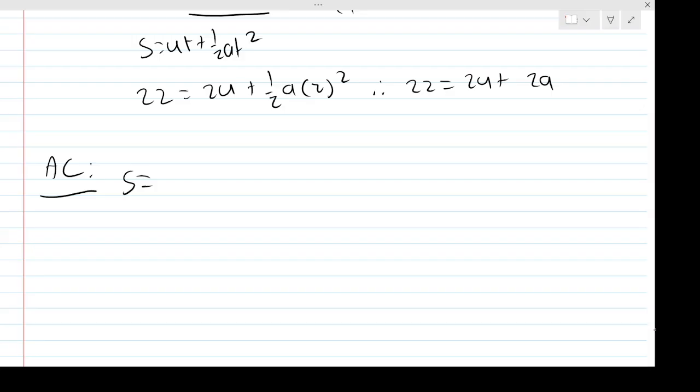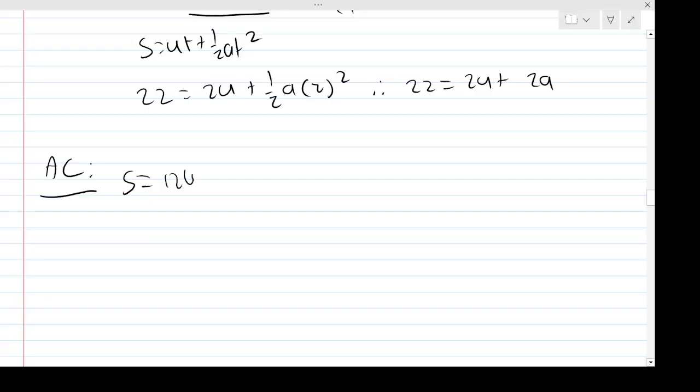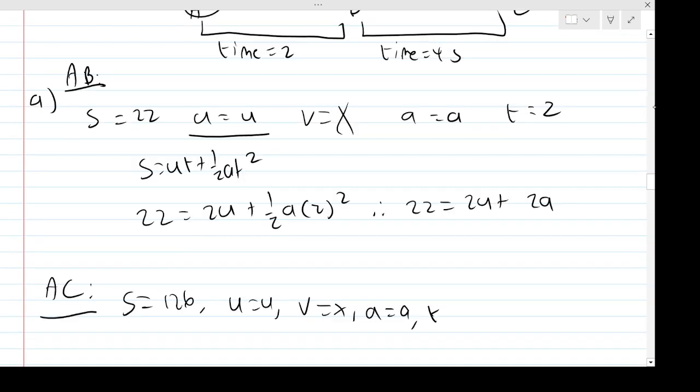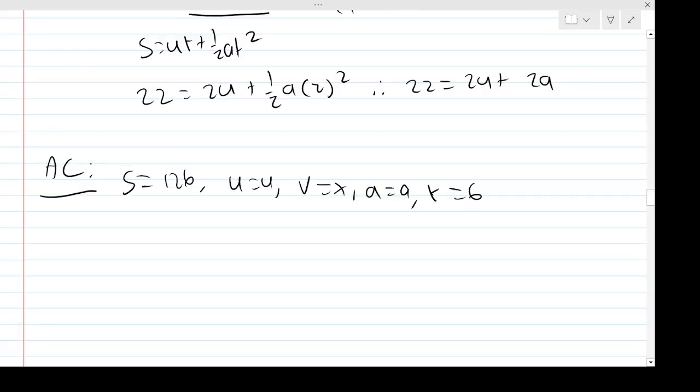So my distance from A to C, well, it's 22 add 104, which gives me my total distance, that's 126, right? So 126 here. U is again U. V I don't care about. A is A, and my time, I can work that out, because if I add the 2 times, 2 and 4 is 6. So overall, it takes 6 seconds from A to C.